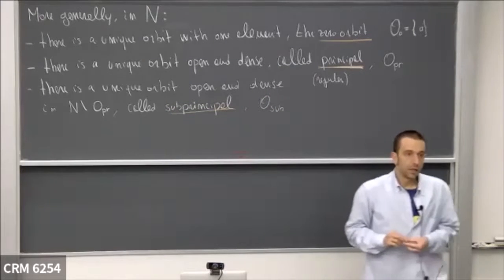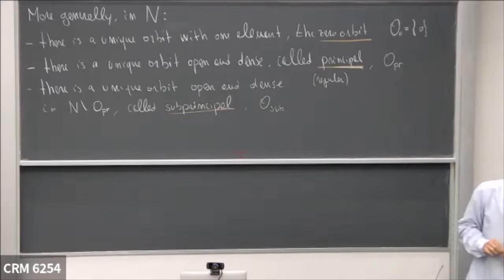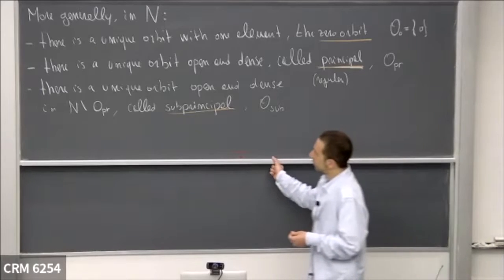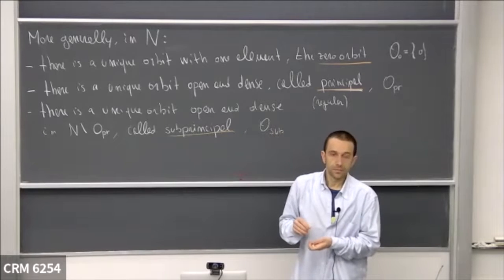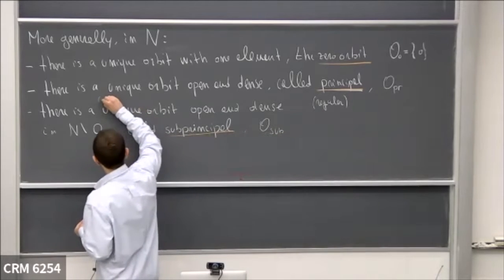I think to have the uniqueness of the subregular, you need to assume that G is simple. Otherwise, you can take the product of one O sub and one O principal, and the contrary, and you get two.